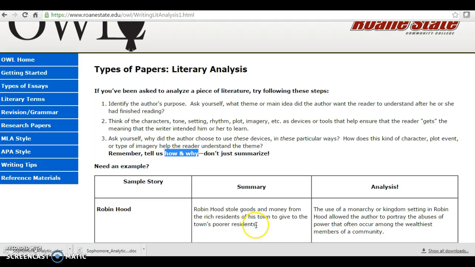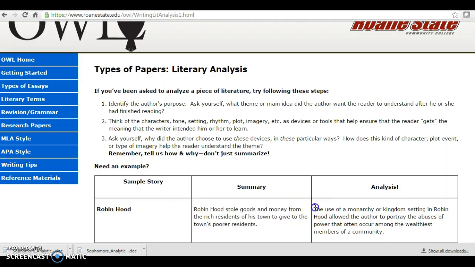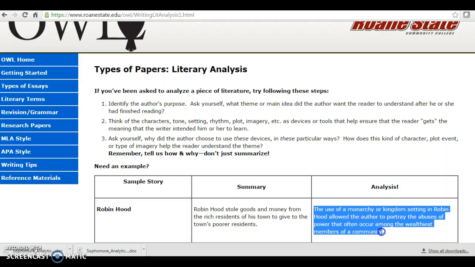So Robin Hood stole goods and money from the rich to give to the poor. Right? Well, yeah, that's the basic plot of Robin Hood. Most of us know that. That's showing me or the reader that you understand the plot of the story. But here comes some interpretation. This is, well, what's the significance, or why does that matter?